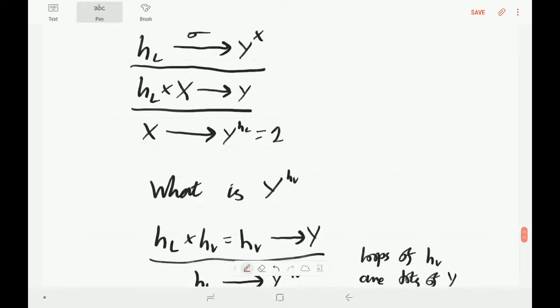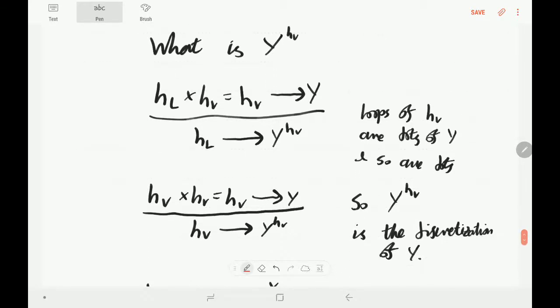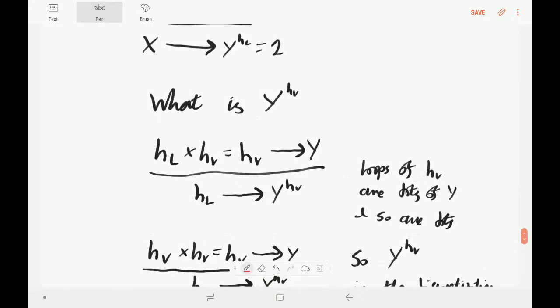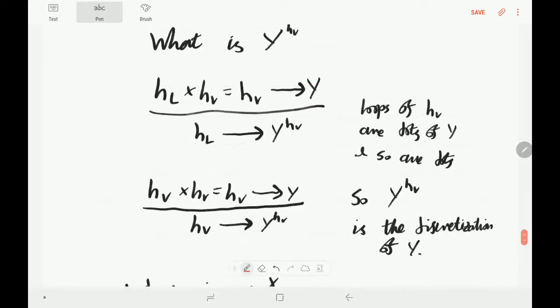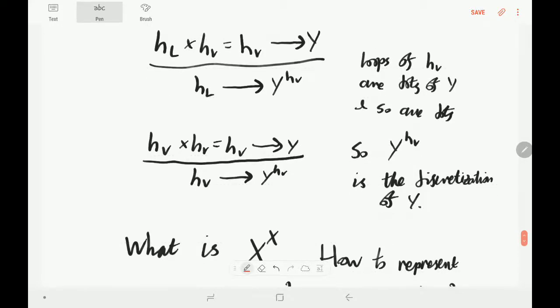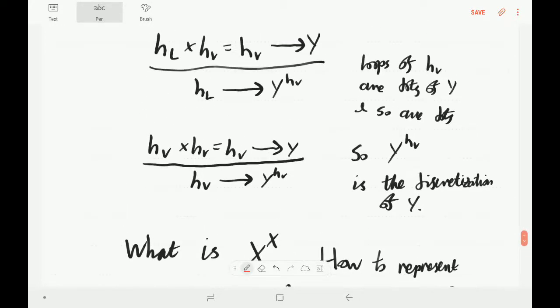This is quite fun. Y to the power of h of v. So a bouquet to the power of a dot, I think this just discretizes it. Because we find that the loops of it correspond to arrows from h of l times h of v, which is just h of v, into y, which are just dots of y. So the loops correspond to dots, the dots correspond to dots. I think it's discrete. So if you want to discretize a set, raise it to the power of a dot.